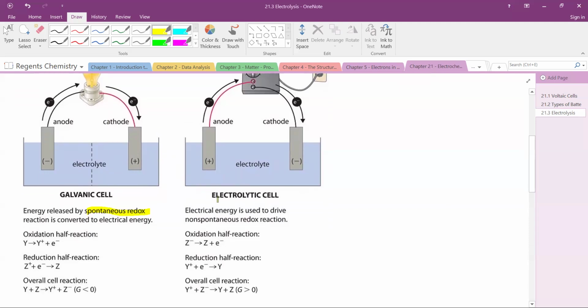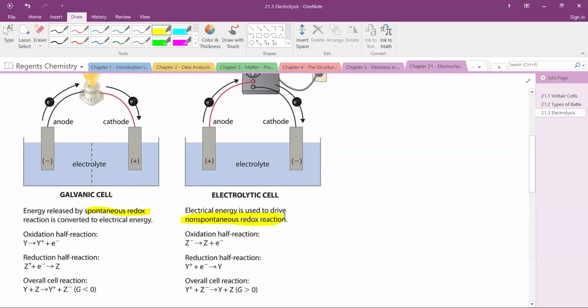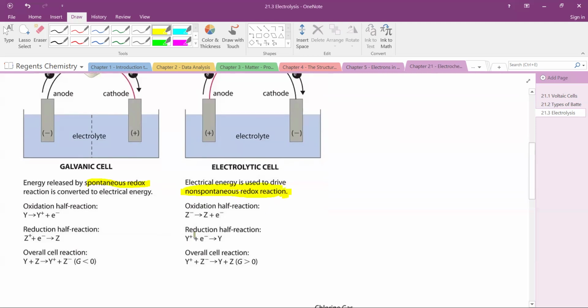Now, what we are more focused on here is our electrolytic cell, where we look at using energy to drive a non-spontaneous redox reaction. So maybe we actually want to go the other way. Maybe we want to make solid sodium precipitate out of this, or something like that. We want to collect some non-spontaneous product here. Well, our oxidation reaction is going from our negative Z to a Z with a free electron, and the reduction of our positive Y to a neutral Y. You can see this overall reaction here.